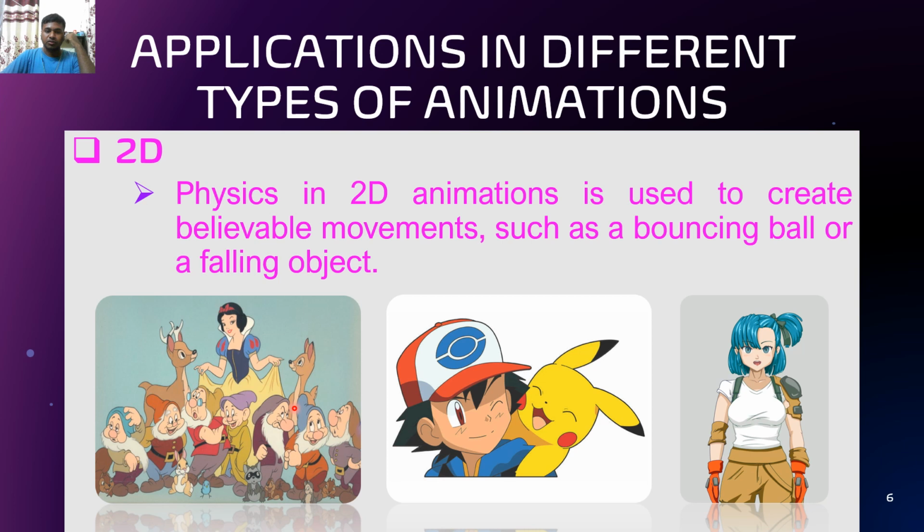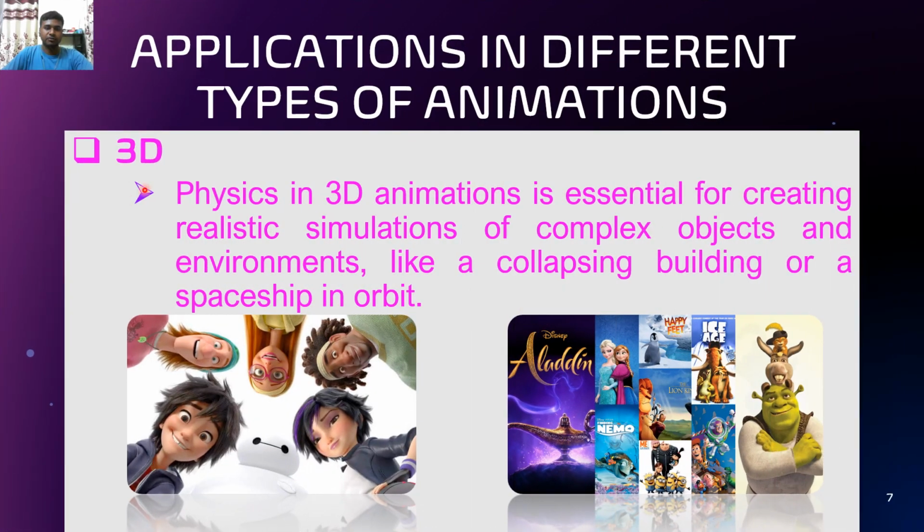This is from Snow White and the Seven Dwarfs. This is, as you know, the common Pokemon, and this is from one of the animes. As you can see, these are the 2D animation examples. Now let's go to 3D.